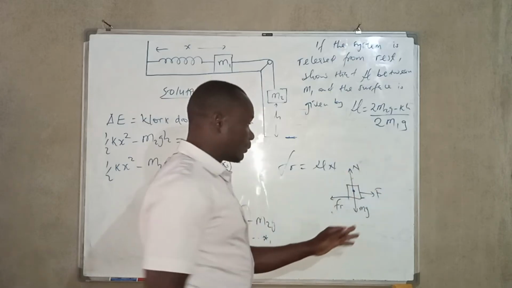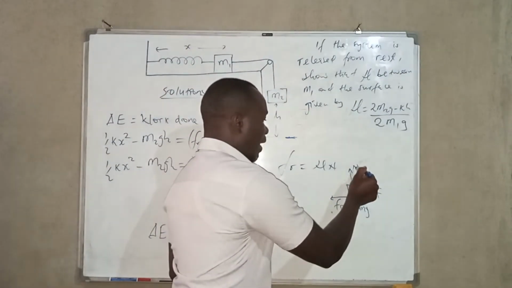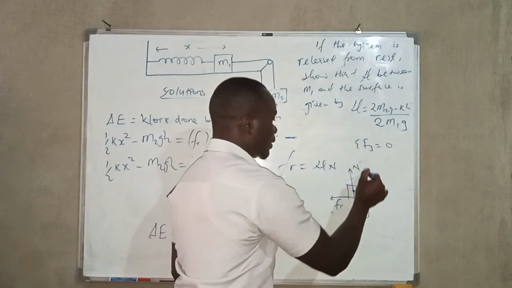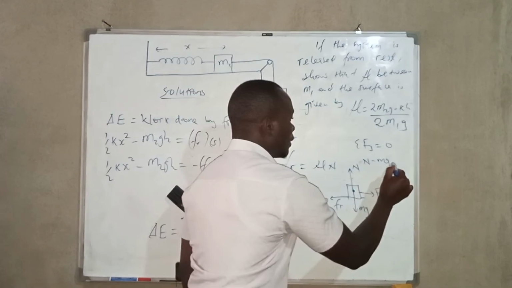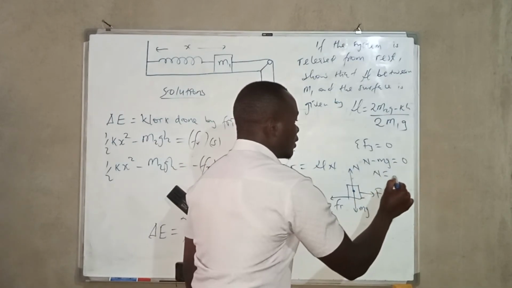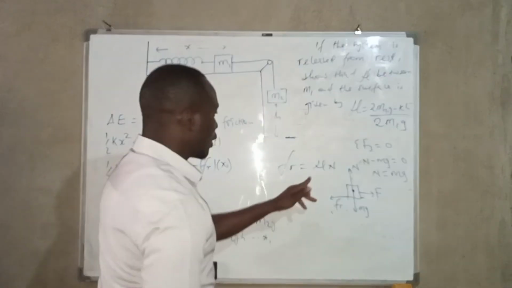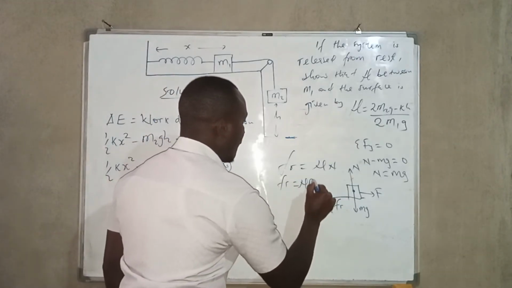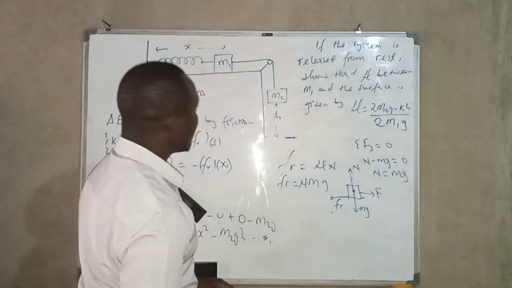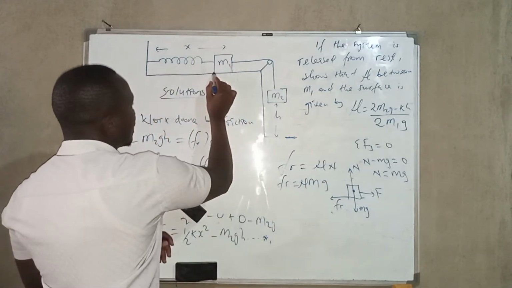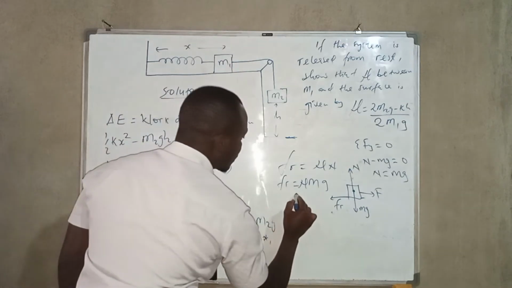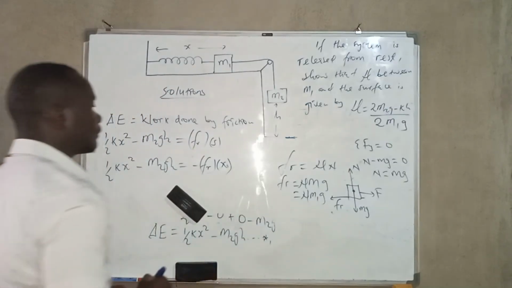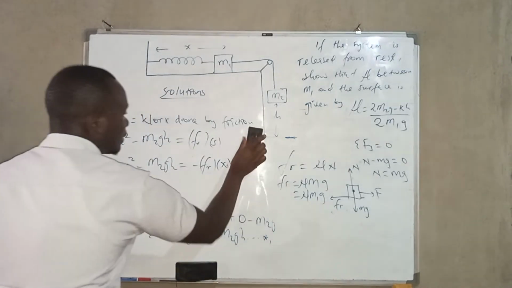From Newton's laws of motion, the summation of forces in y must be equal to 0. So this one must balance with this. So N minus mg is equal to 0, so N is equal to mg. Where there is the N, we can put mg. So friction force is equal to mu mg, and since we are talking about m1, it is this one we want to find. So we can say mu m1g.